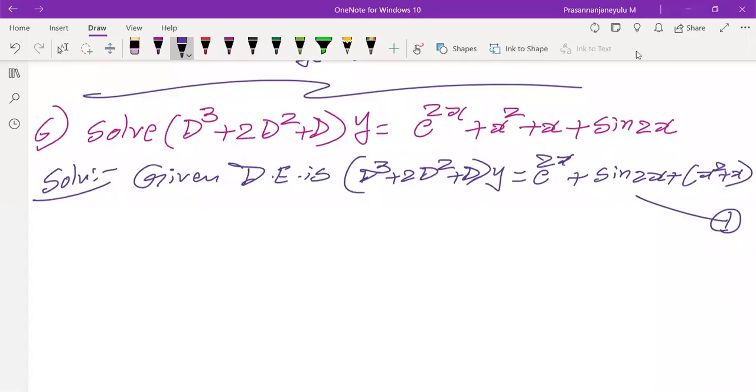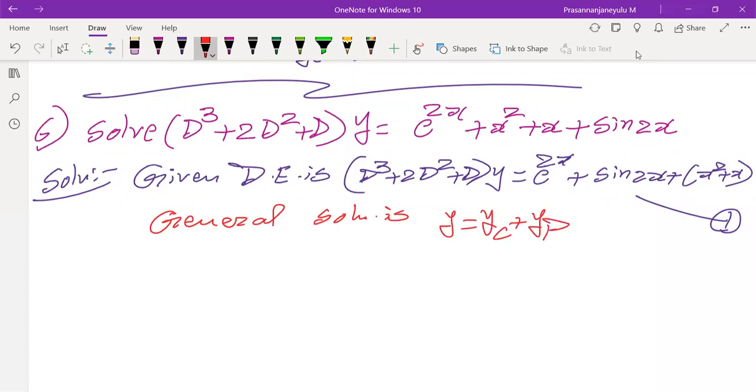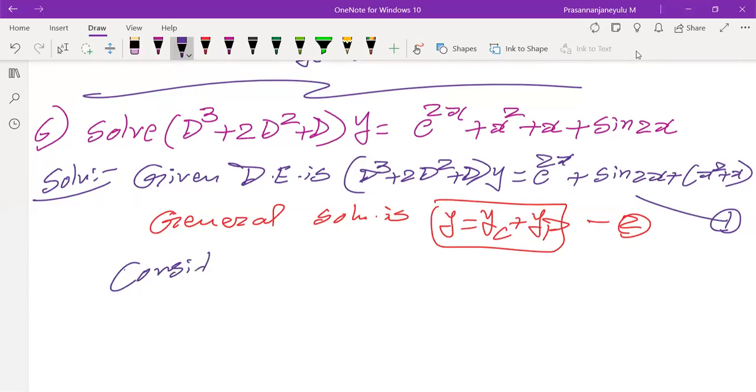Here, this is a given problem. Solve D cube plus 2D square plus D of y is equal to e power 2x plus sine 2x of x square plus x. Now, what is the general solution here? The general solution is y equals yc plus yp as usual, because the given differential equation 1 is a non-homogeneous linear differential equation with constant coefficients. Now we need to find yc. For finding yc, what we need to consider? Auxiliary equation. Consider auxiliary equation.